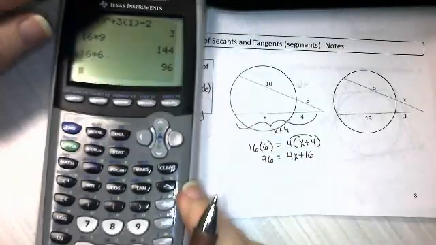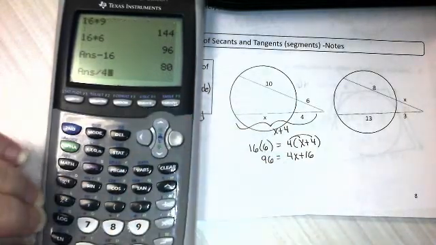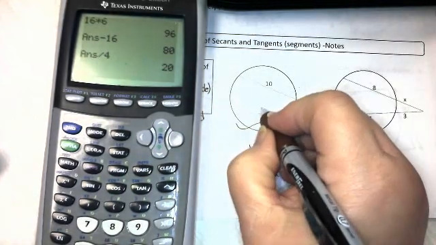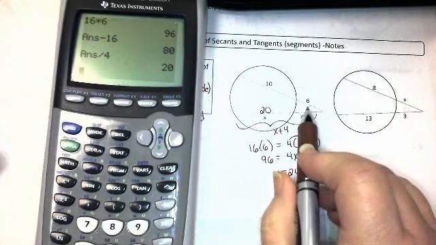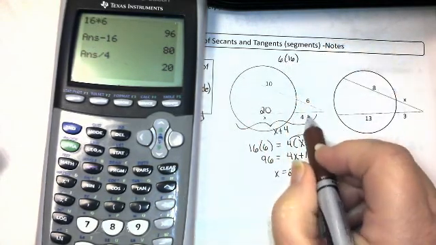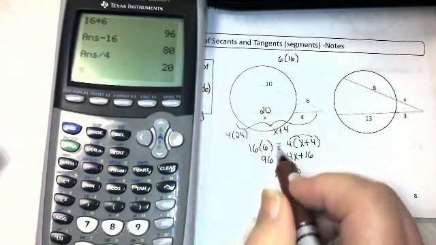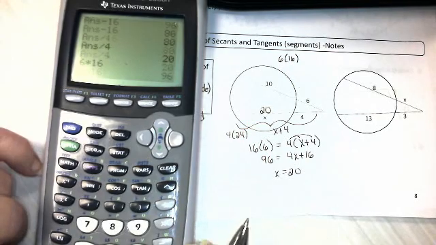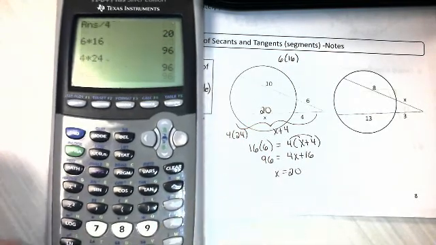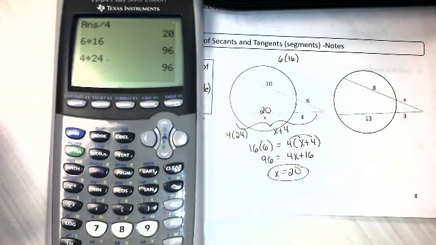And then I'm just going to grab my calculator and solve it. And I get x equals 20. Now I'm going to go check this. I'm going to see if 6 times 16 equals the same thing as 4 times 24. So I know that 6 times 16 is 96. 4 times 24, also 96. So 20 is the correct answer.